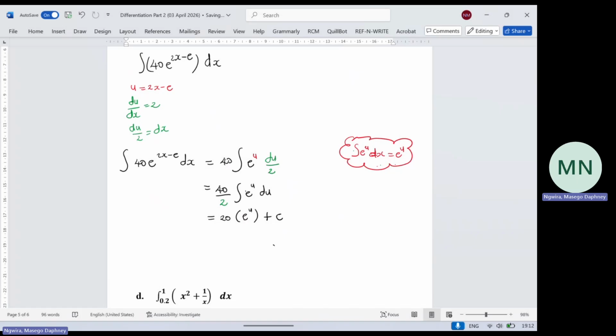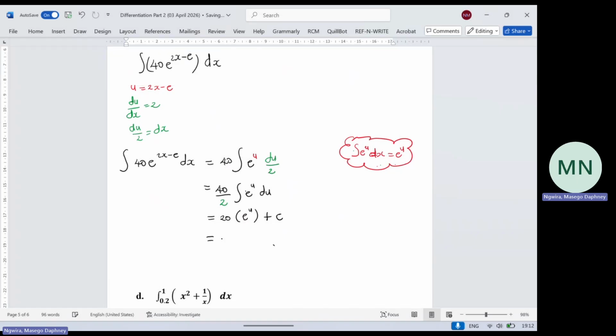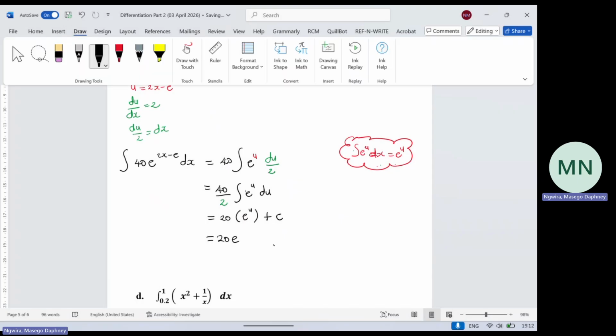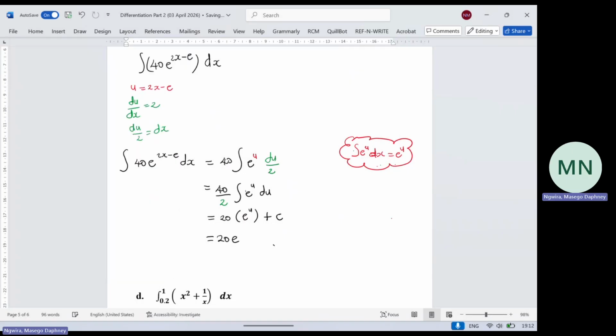Okay. And then now it means our integral is just going to be 20 e to the power of our u. We said it's 2x minus e. E is a constant, right? So this is just going to be 2x minus e. And you'll see that on your calculator, you should have e. Yes, we do have e. All right, this is just plus c.